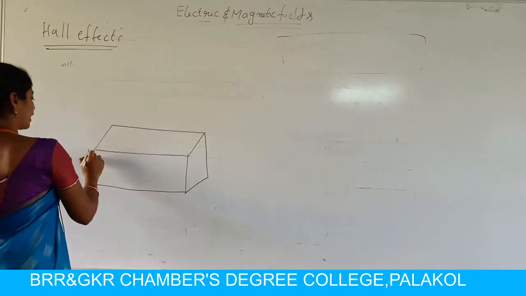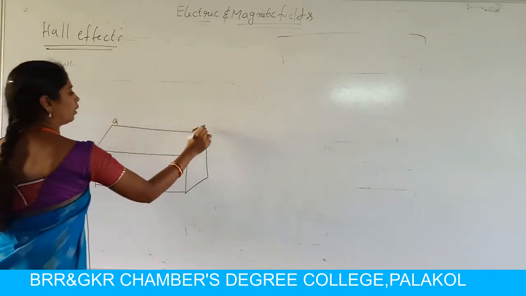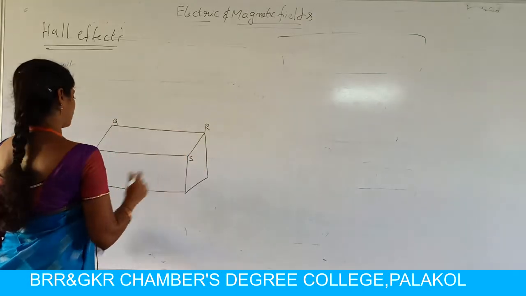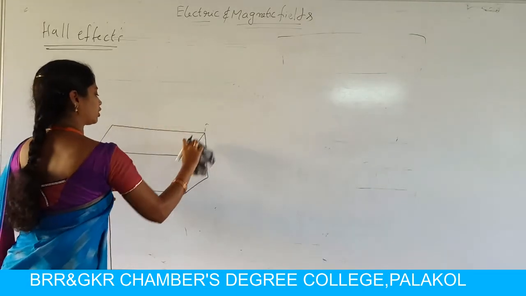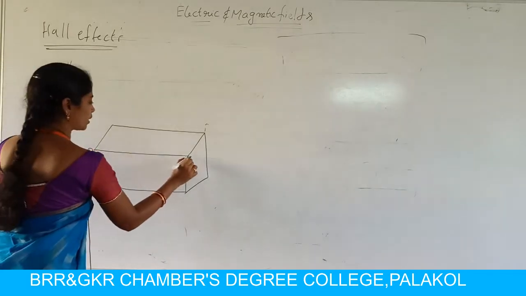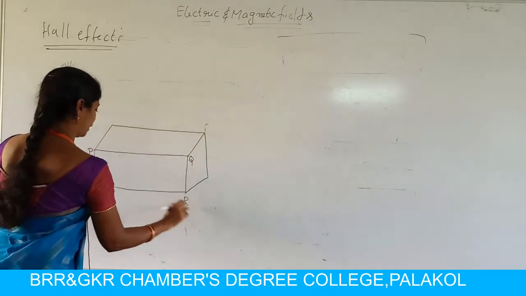This is named as PQ, or yes, here the rectangular strip is nothing but this one. Hence we can write the names as PQ or S.